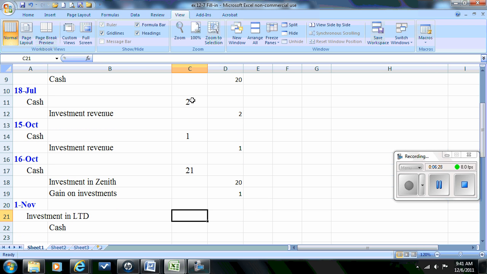On November 1st, we're going to make another purchase. We're going to purchase 500,000 shares of LTD stock at a cost of $40 million. So we will increase an investment account by $40 million, and we will reduce down cash by $40 million.